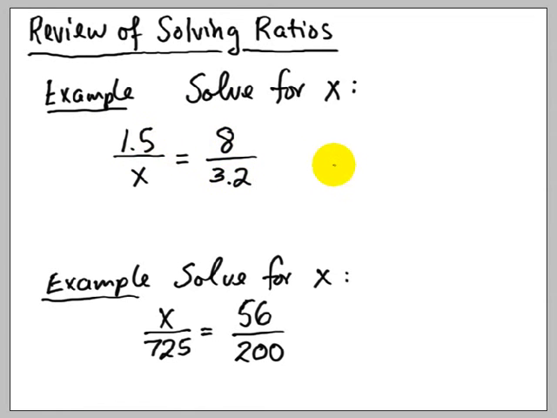So the answer is going to be 1.5 multiplied by 3.2 divided by 8. You can just type that right in your calculator right away, or you can show your work. And the way we're going to do that is 1.5, just like we said, 1.5 multiplied by 3.2.